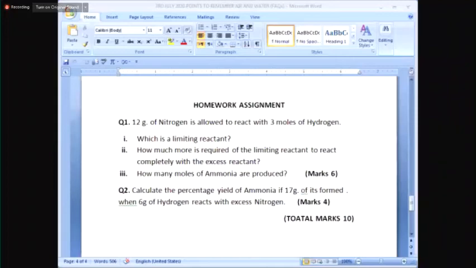So 12 divided by 28, whatever comes, is the mole ratio of nitrogen given to that 3 moles of hydrogen. The balanced equation ratio is 1 mole of nitrogen to 3 moles of hydrogen gas. And the given ratio is 12 over 28. I don't have a calculator, but you can do it. Divide the moles of nitrogen with 3 moles, again the same, of hydrogen.